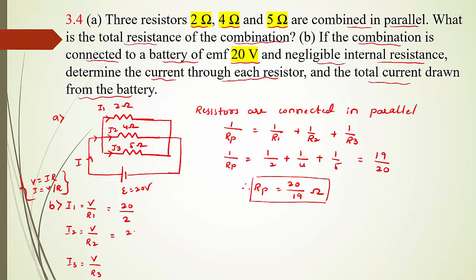V by R2, 20 divided by 4. V divided by R3, that is 20 divided by 5. Yes, we will get 20 by 2 will be 10 ampere. 20 by 4 will be 5 ampere. 20 divided by 5 will be 4 ampere. So these are the current through each resistor.